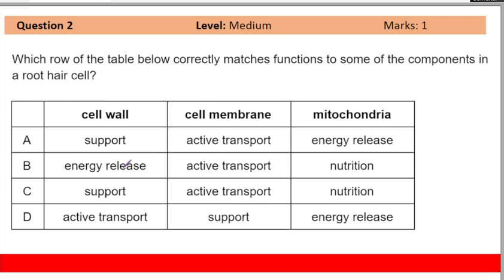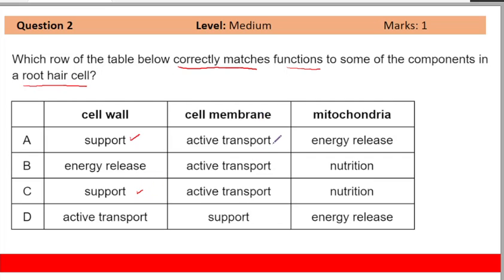Let's move to question number 2. Which row of the table below correctly matches functions to some of the components in a root hair cell? So root hair cell, students, plays a very important role in the absorption of water and minerals from the soil. So let us see, cell wall. Cell wall, yeah, it provides support. So either A or C.